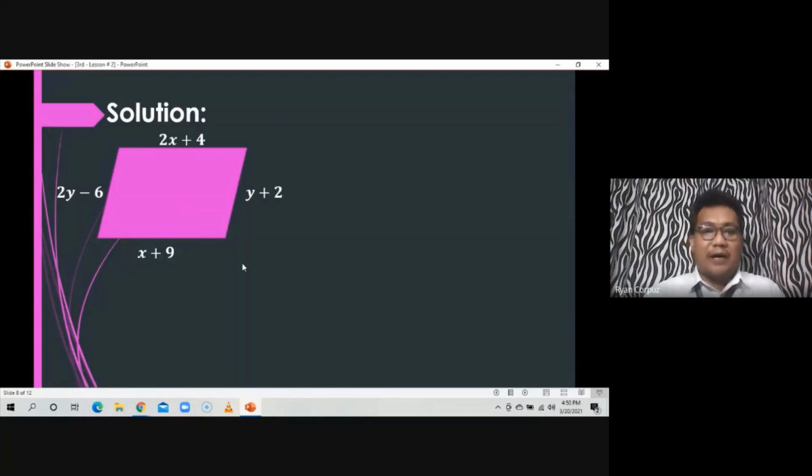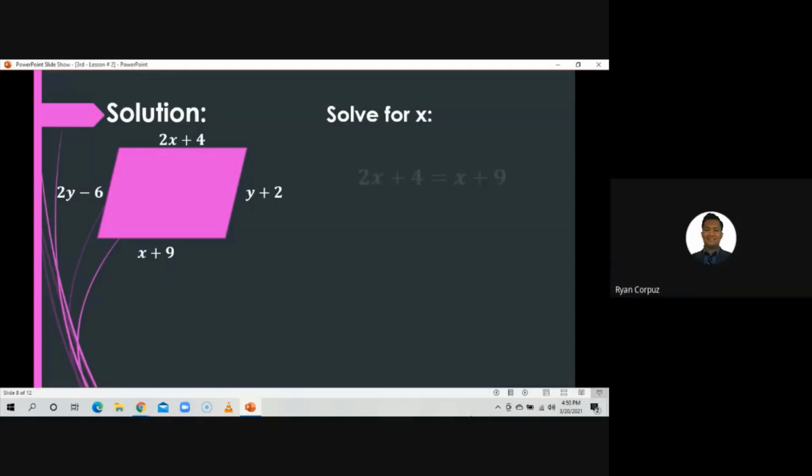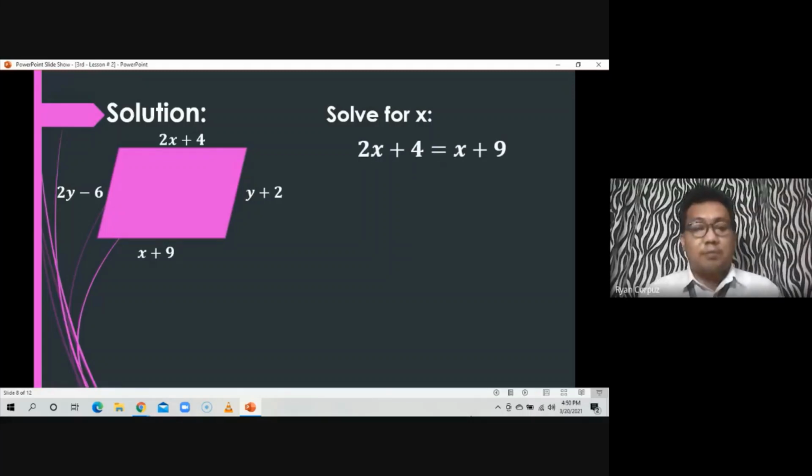Unahin natin yung x and y. Again, sabi doon, in a parallelogram, any two opposite sides are congruent. So pag sinabi natin congruent, they are equal in measure. So sa madaling salita, if we are going to solve for x, we're going to solve for x with the use of the first property in parallelogram, we can come up with the equation 2x plus 4 is equal to x plus 9. Because according to the property, in a parallelogram, any two opposite sides are congruent.